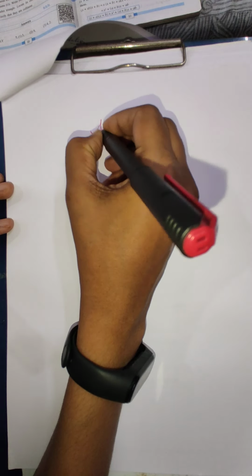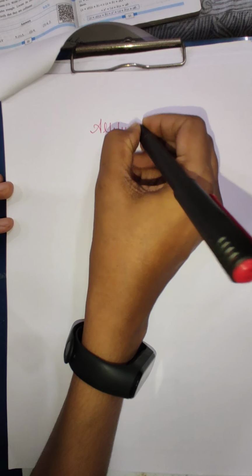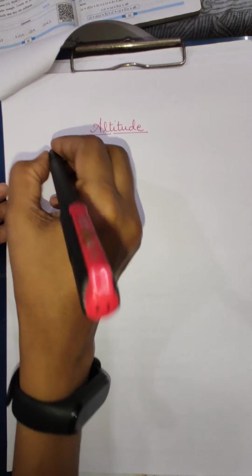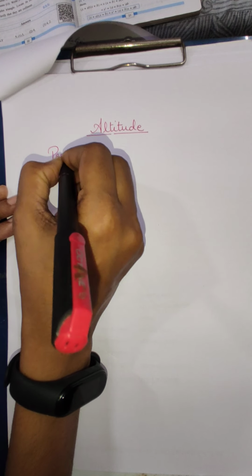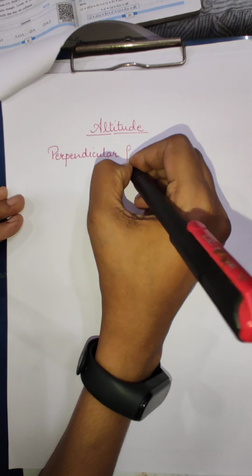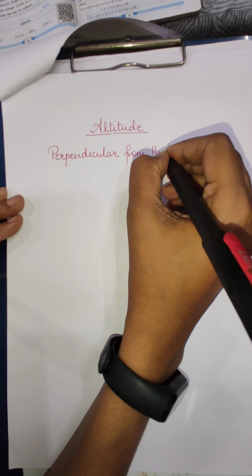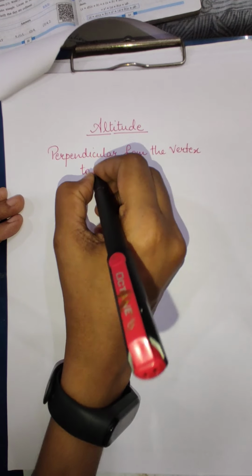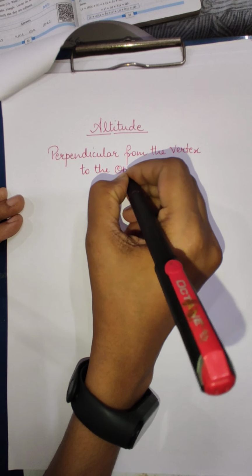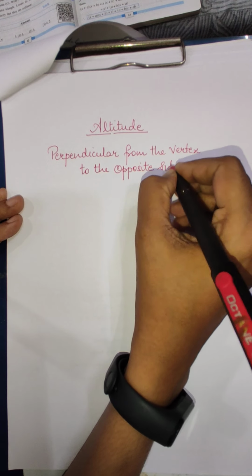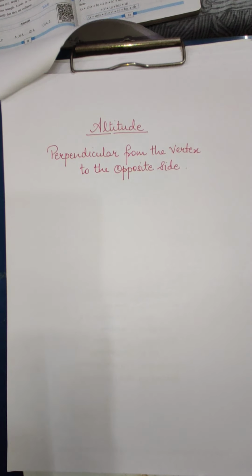Hello friends, so let's study how to do the construction of altitude. Now in a previous video we have already seen what is an altitude. It is a perpendicular drawn from the vertex to the opposite side. Correct? So this definition and the properties we have already seen. So now let's just begin with the construction.